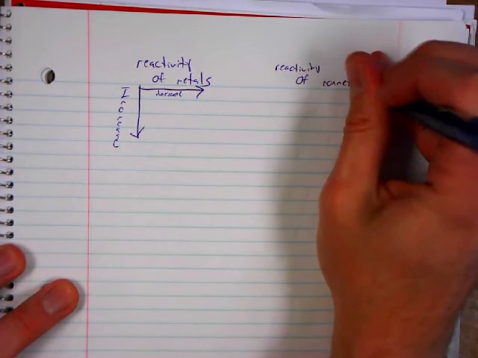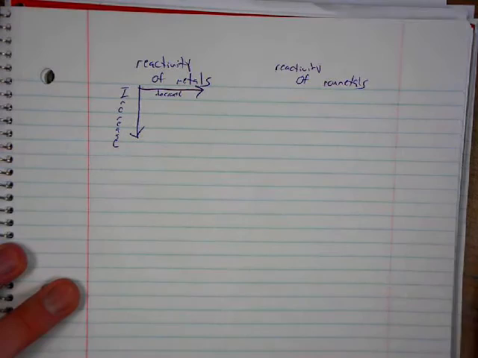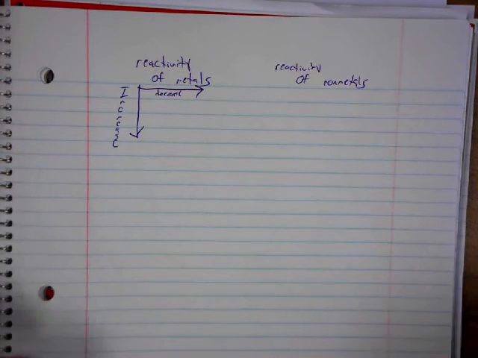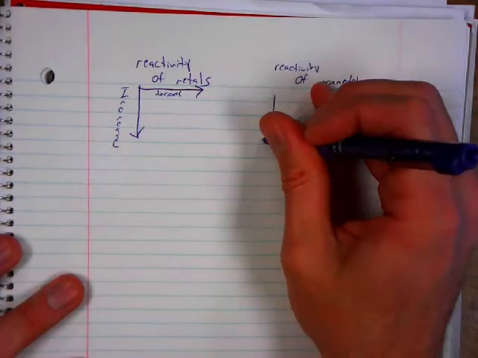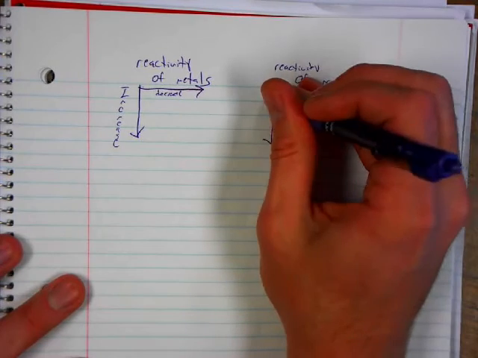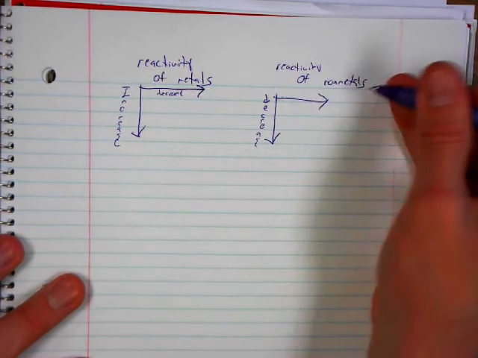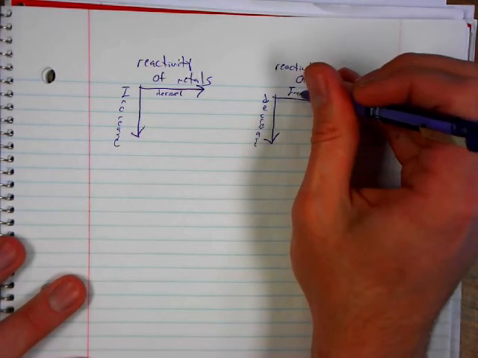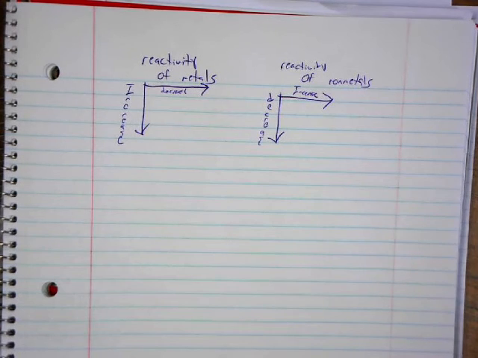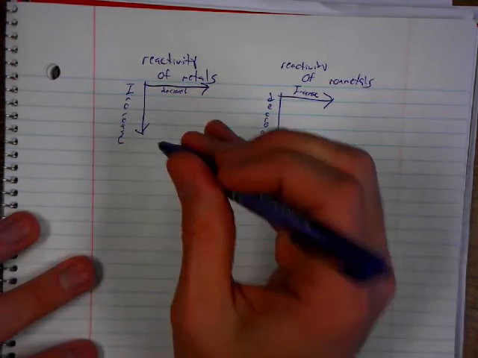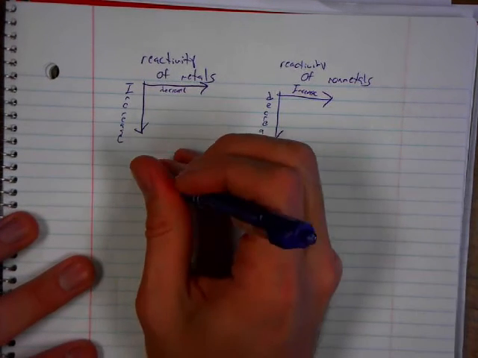All right, nonmetals. Reactivity of nonmetals, you can imagine, is going to be the opposite. Because nonmetals want to do what with electrons? Gain. So as I'm going down a group, it's going to decrease, and as I go across a group, it's going to increase. This makes so much more sense now.